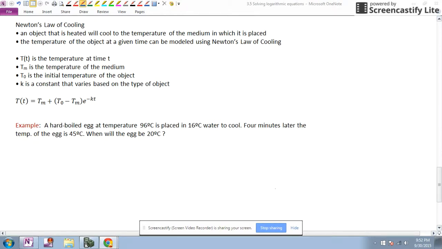All right, the last thing I want to talk about here is Newton's law of cooling. This law just figures out how long it would take something to cool in a different type of medium, whether it be the air or the water or whatever. So it's neat to do with labs, and if we get some time, we can try to do a lab.